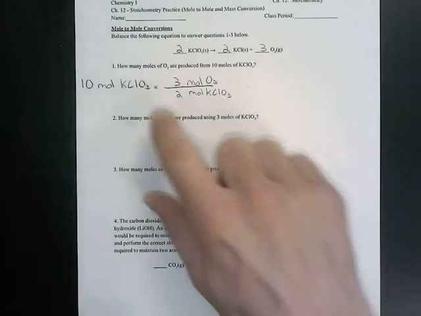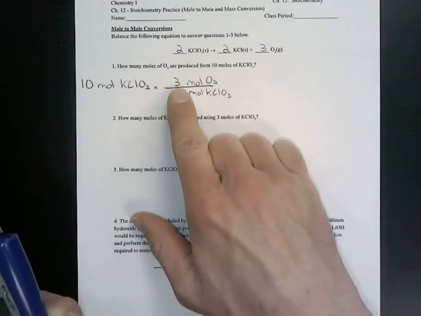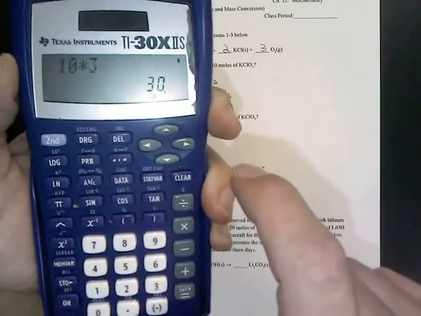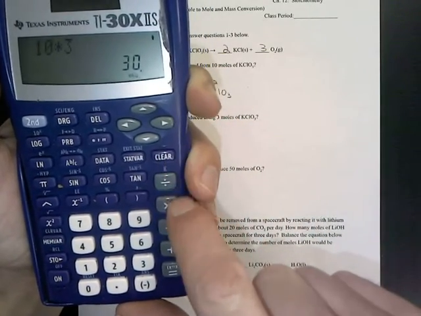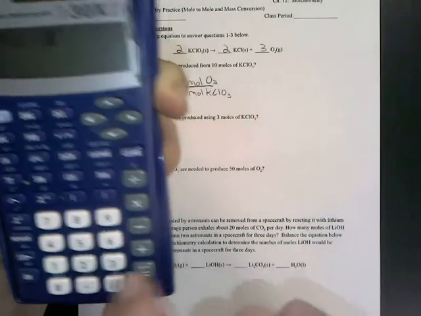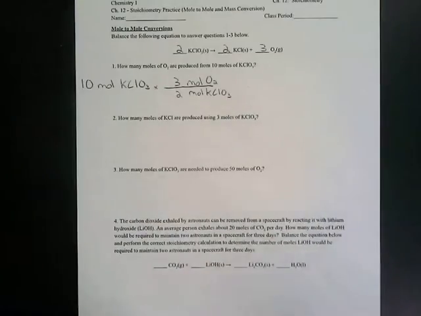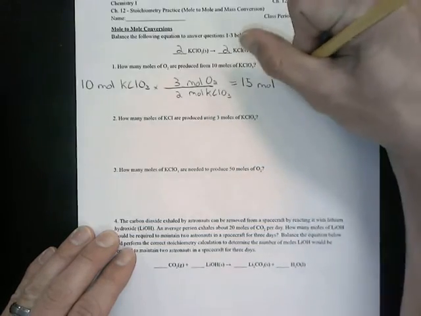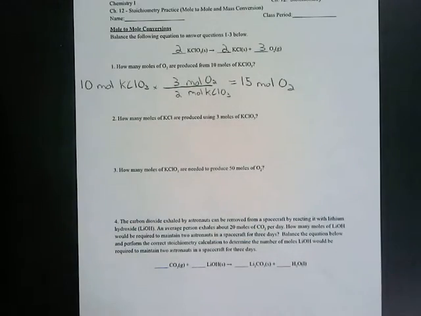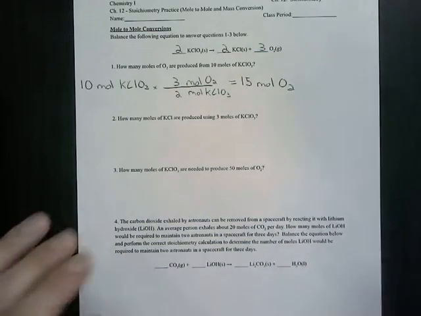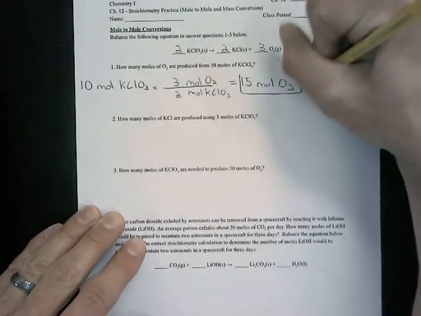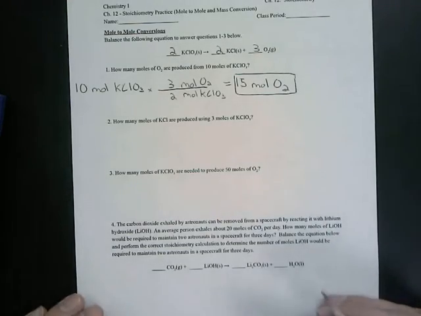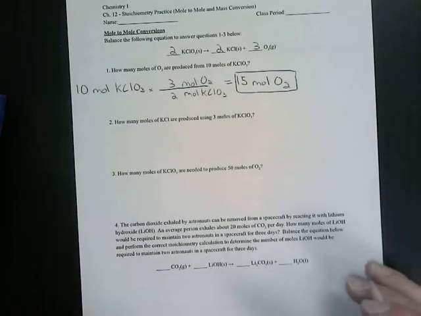So what we're going to do is this. We're going to take 10 times 3 and then divide it by 2. So 10 times 3, and then we're going to divide that by 2. And our answer is 15. So this becomes our answer, and we will box that in. Now, the other type of problems, 2 and 3, follow a very similar format. They use the same balanced chemical equation.